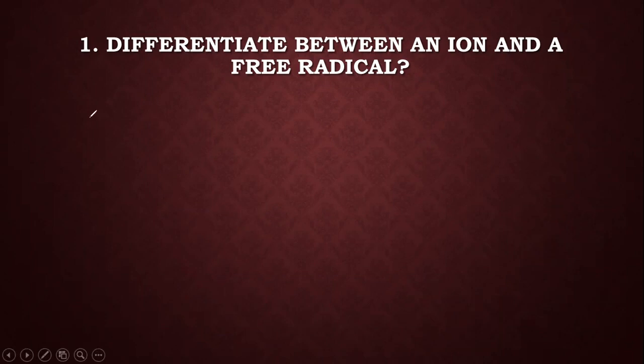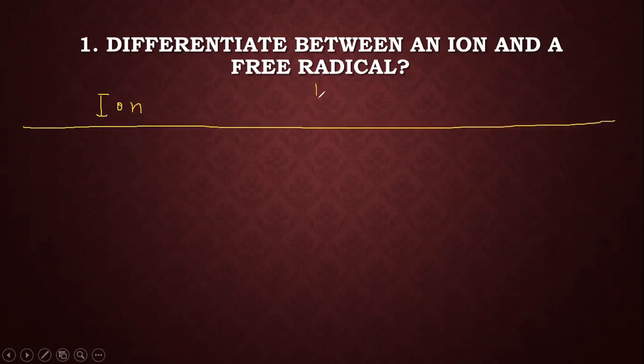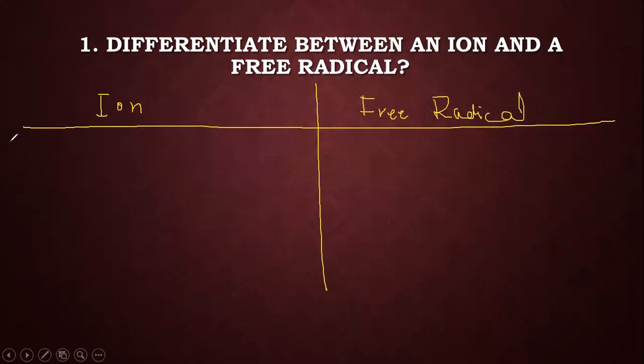So we have to differentiate between an ion and a free radical. What is an ion? An ion basically is a charged species formed from an atom or a chemically bonded group of atoms by adding or removing electrons.